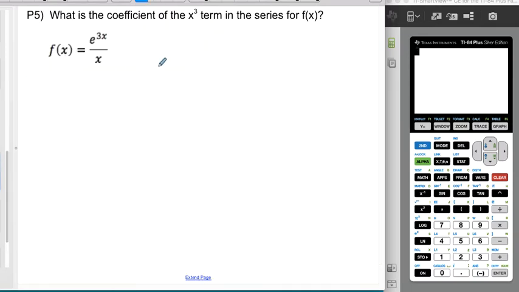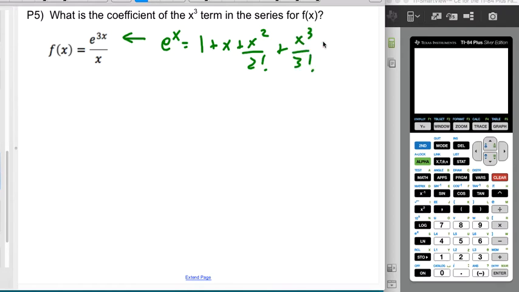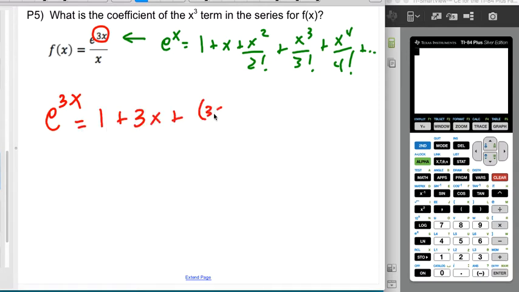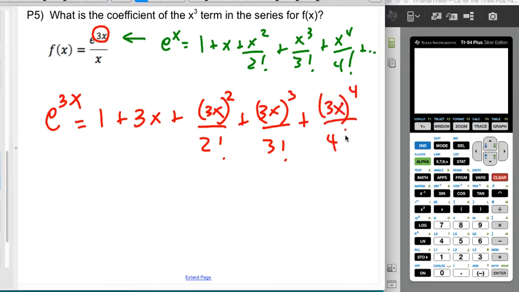Same thing, I want you to try: what's the coefficient of the x to the 3rd term in this series? Again, you want to immediately say, I know e to the x is 1 plus x plus x squared over 2 factorial plus x cubed over 3 factorial plus x to the 4th over 4 factorial, dot, dot, dot. Then you want to say, but it's not an x, it's a 3x. So e to the 3x would be 1 plus 3x plus 3x quantity squared over 2 factorial plus 3x quantity cubed over 3 factorial plus, and this is the one I'm going to end up wanting, 3x to the 4th over 4 factorial plus dot, dot, dot.